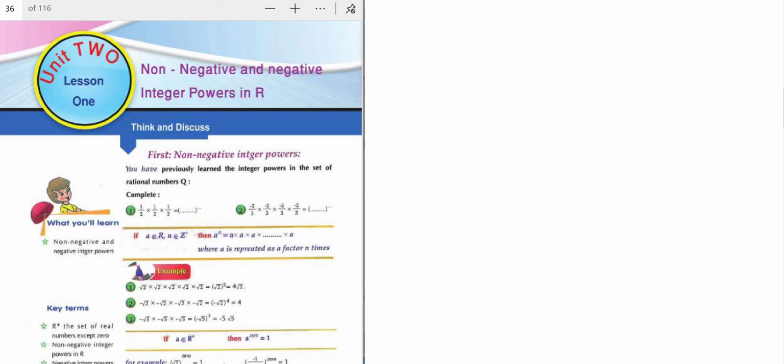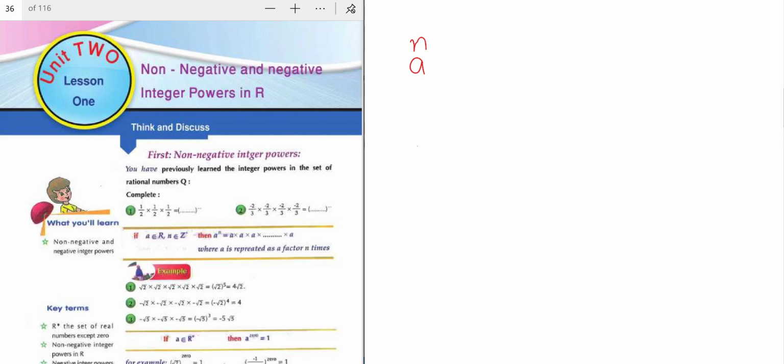Our lesson today, the first lesson in Unit 2 of Algebra. Lesson 1 is non-negative and negative integer powers. We learned previously the non-negative and negative integer powers. When we have a number a, what's the meaning of a power n?